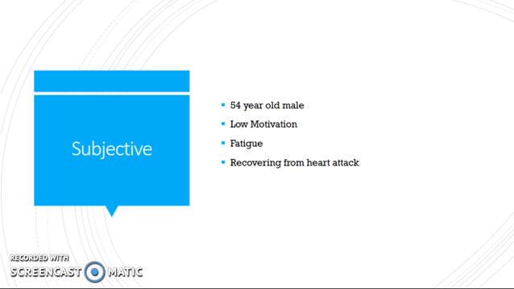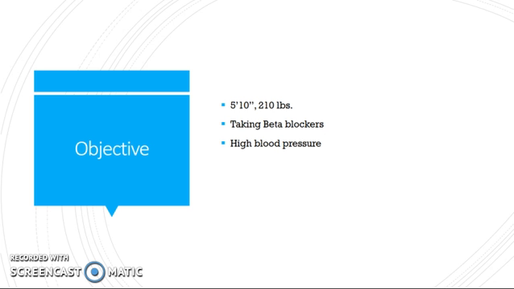So the subjective portion that we're going to go over, we find that we have a 54-year-old male who has low motivation and fatigue. It's probably due to the heart attack that he told us he had in the past. We see that the objective portion of the SOAP plan tells us that he is 5'10", 210 pounds, so just slightly overweight. He's taking beta blockers in order to keep his heart rate down, and he has high blood pressure. So this is obviously something we're going to have to take into consideration when we form the assessment and the plan and work towards better health and a better lifestyle and preventing high blood pressure and maybe even losing weight.